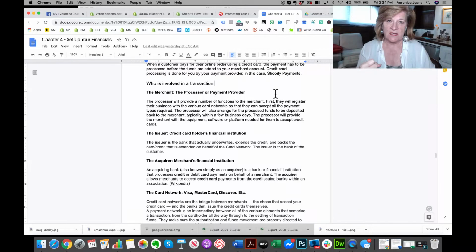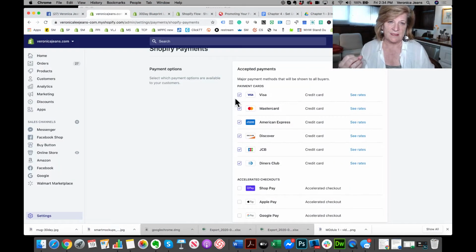The processor will arrange for the processed funds to be deposited back to the merchant. So if you look at all this, they'll make sure that you get your money, obviously within a few business days. That's why when you sell something, it takes a couple of business days to actually get the money in your bank. This is the money you receive from your customers when they've paid for a product.